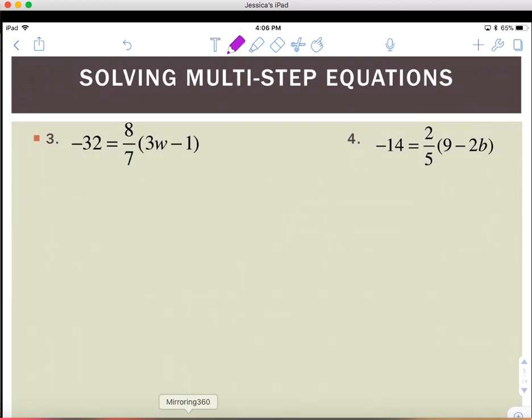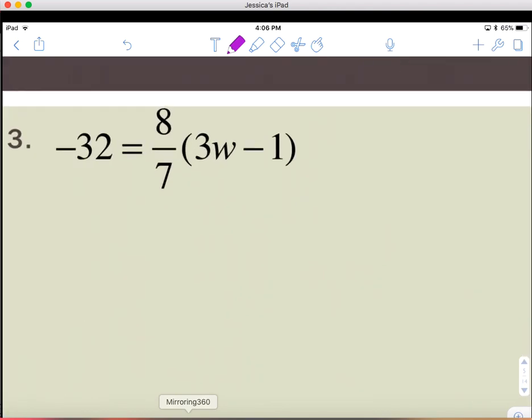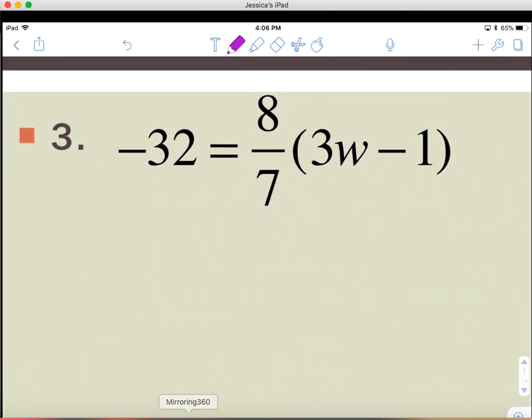Go ahead and pause the video, try these two, and then we'll check. On 32, to start, I would multiply both sides by the reciprocal, which is 7 over 8.